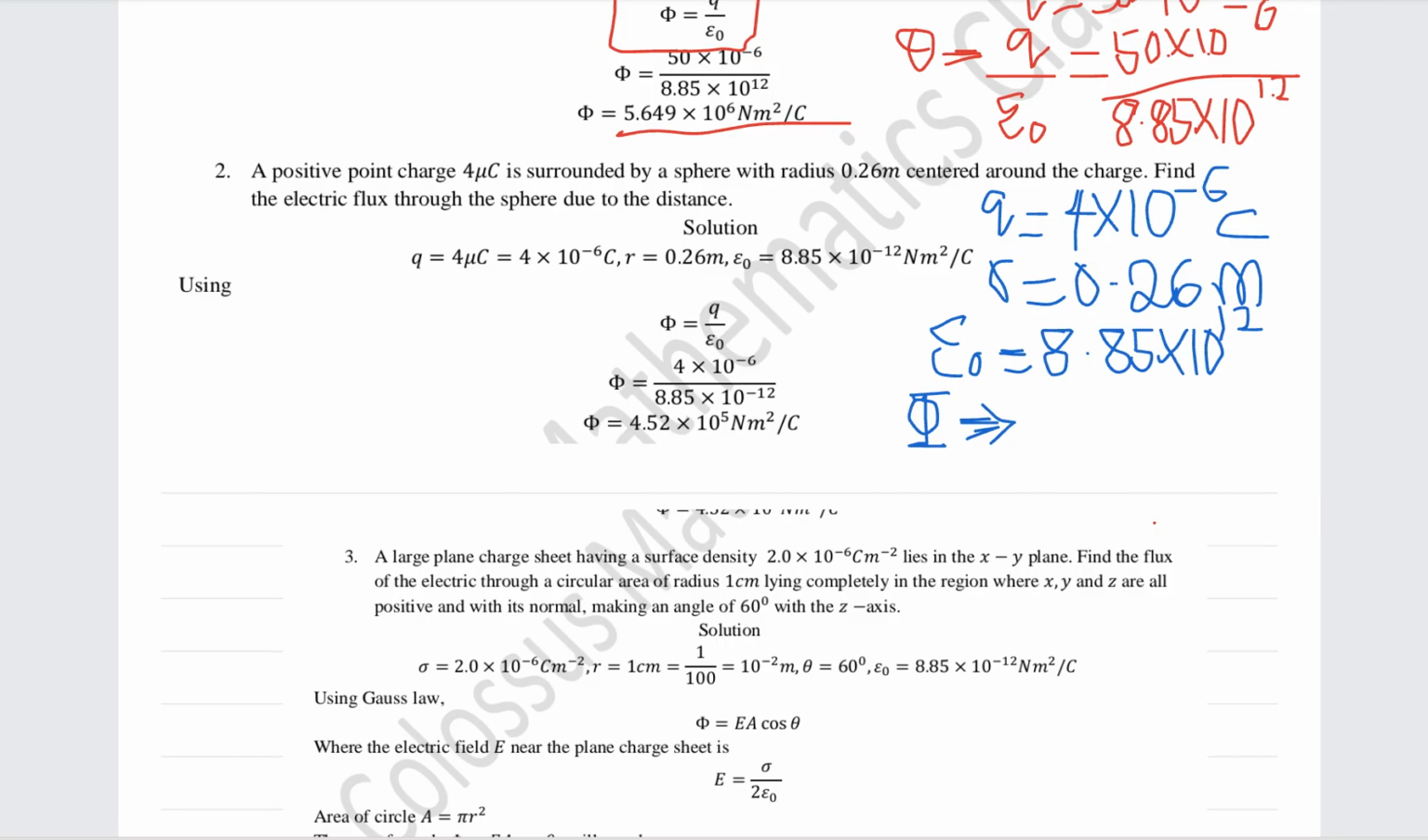So phi is equal to Q over epsilon naught. And if you do that, you are going to have 4 times 10 to the power minus 6 all over 8.85 times 10 to the power minus 12. And if you multiply and divide that together, you are going to have 4.52 times 10 raised to power 5 Newton meter square per coulomb. So that is the answer for this second question.